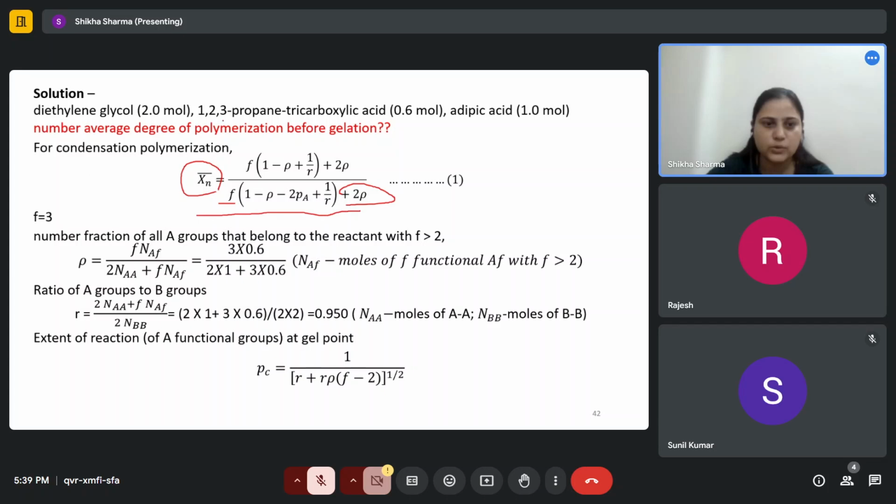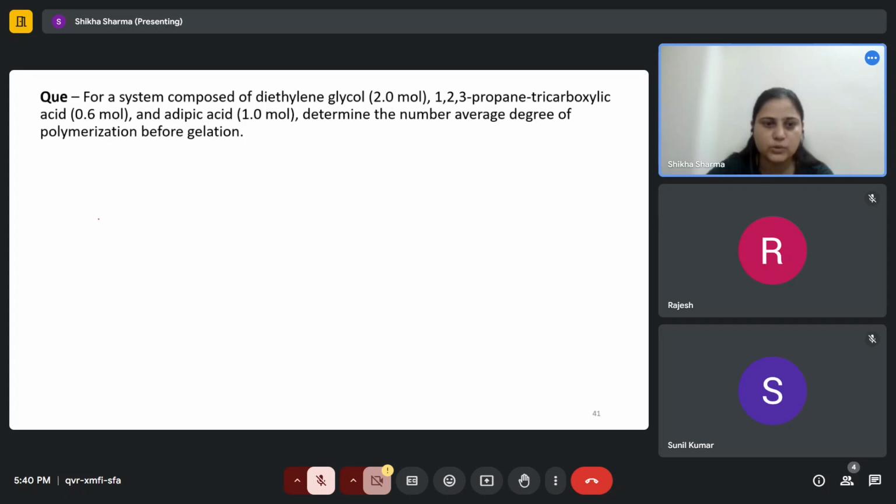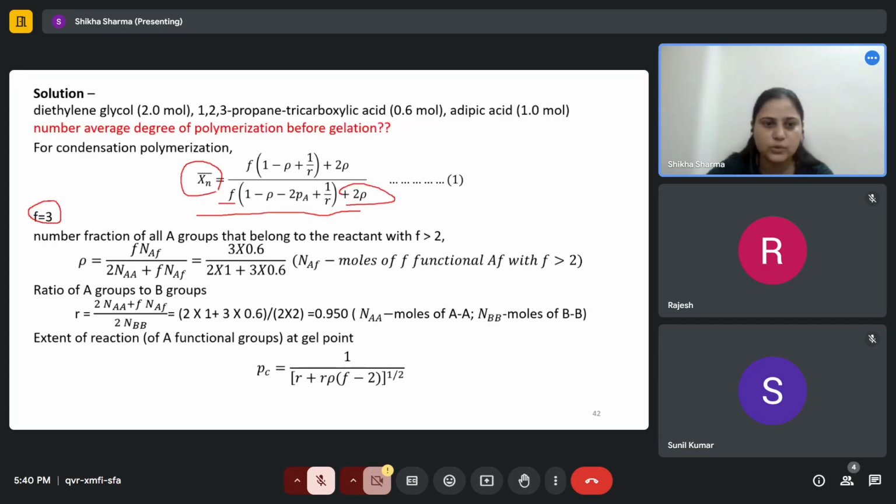We have from the question that F equals 3, because we have a 3 system, right? So let's solve this question. From this whole formula, we need to see what the knowns and unknowns are, right? Functionality is F equals 3, and we are solving for functionality F equals 3, right?